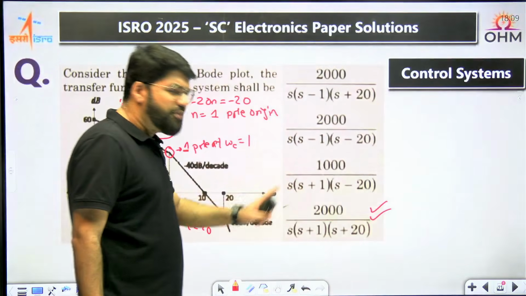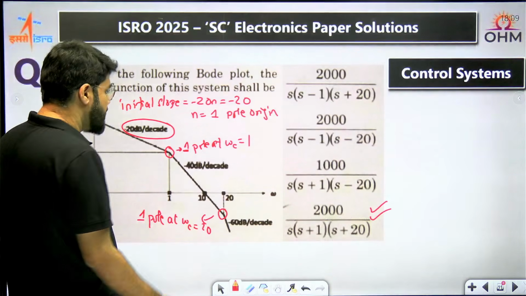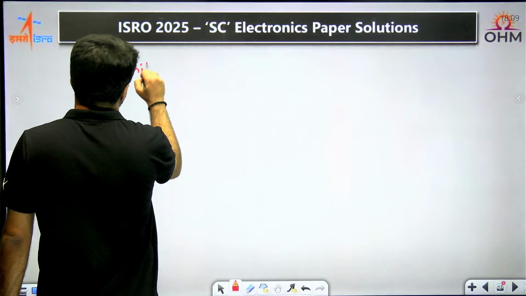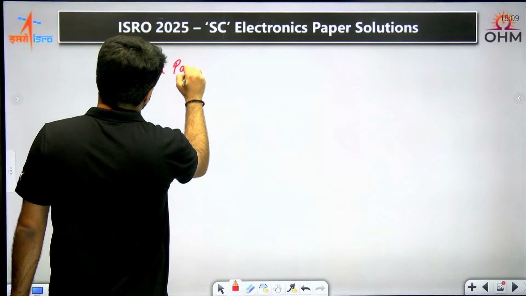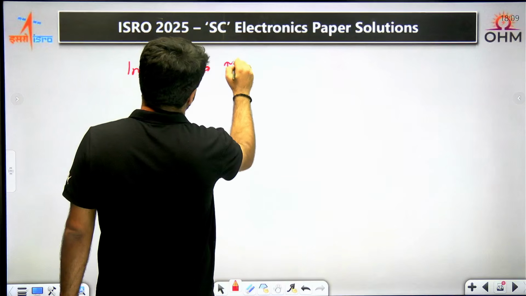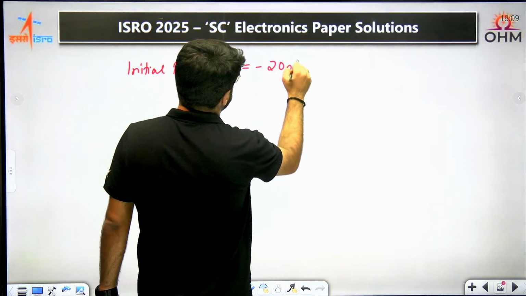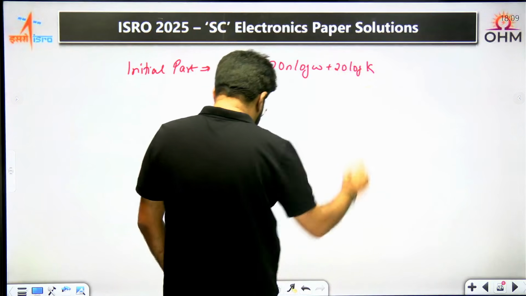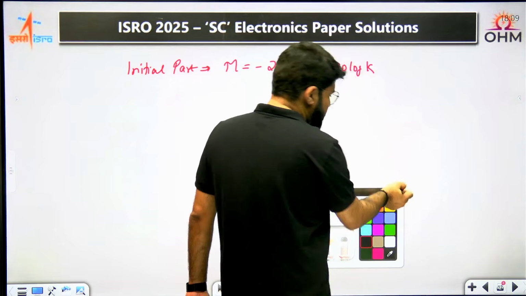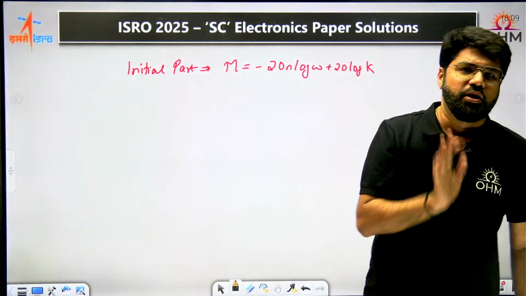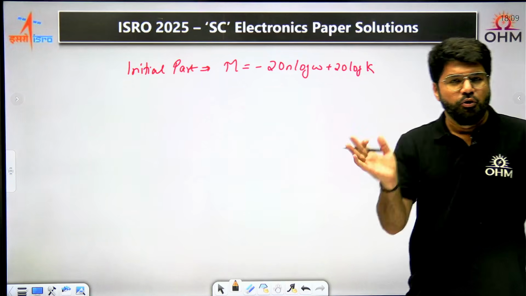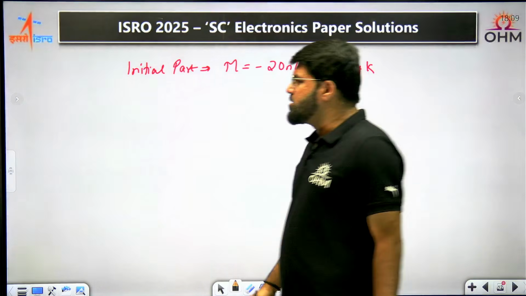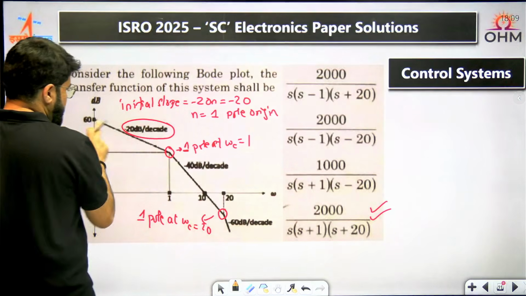Okay, how this gain factor, if you have to write down the gain factor, you must use the initial part formula. I always suggest the initial part formula. Poles at origin are there. Initial part formula, I write it as minus 20 n log omega plus 20 log k. Okay, what do I mean by initial part? Initial part means from the beginning, starting from the initial up to the first corner frequency. Before the first corner frequency, the part I call the initial part. Okay, this one from here to here.